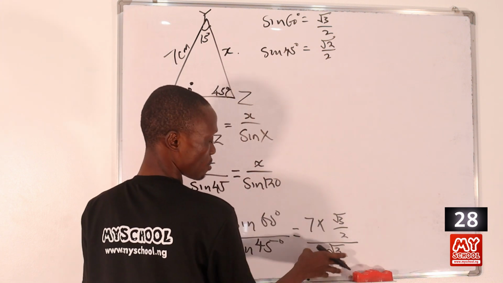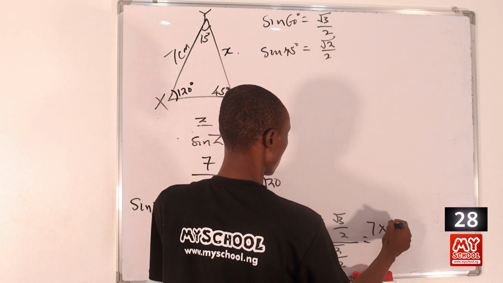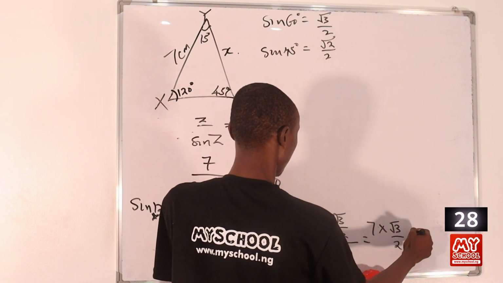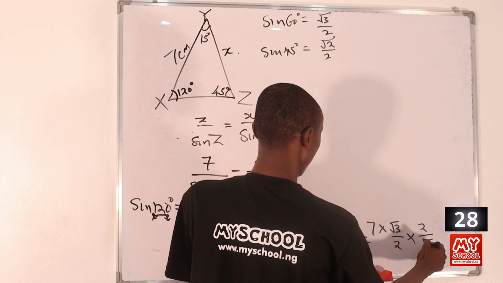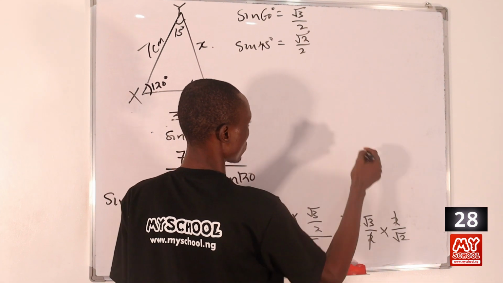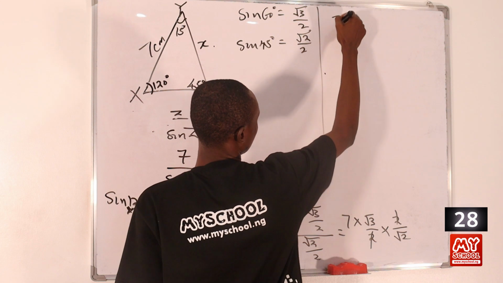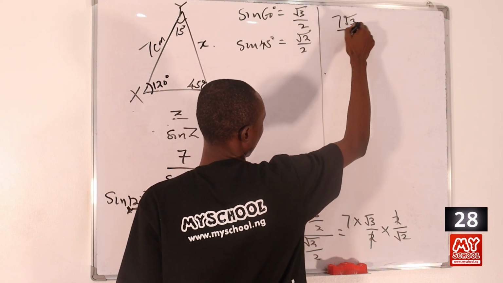So here we just divide, right? This fraction becomes 7 times root 3 all over 2, then times 2 all over root 2. So we cancel out 2, so that we still have 7 root 3 all over root 2.